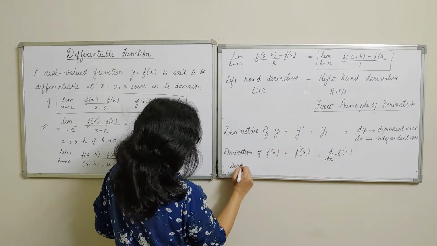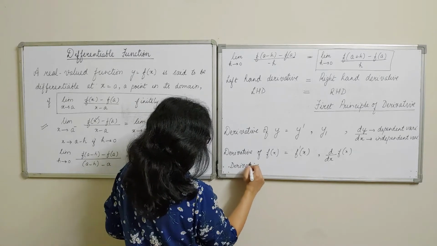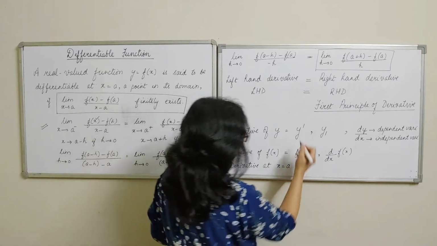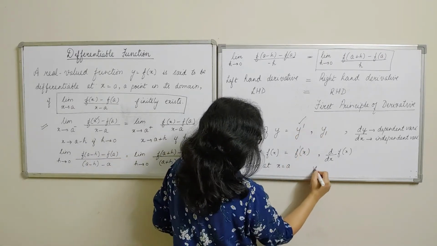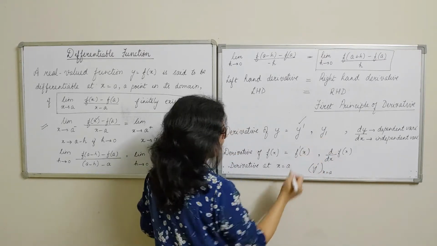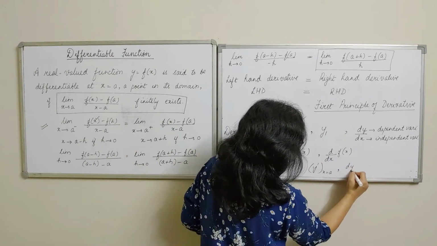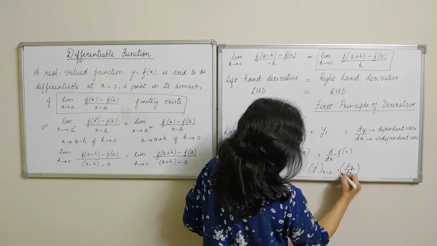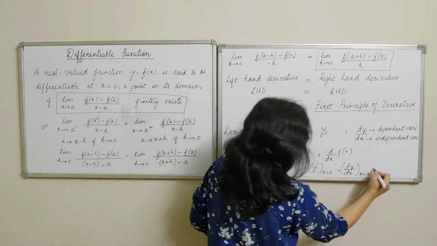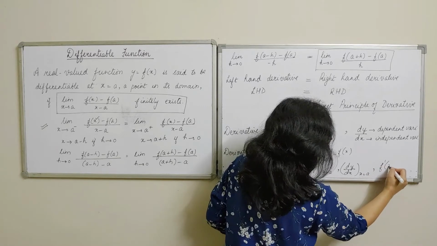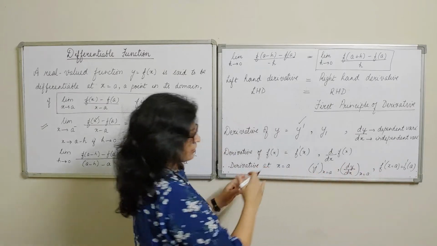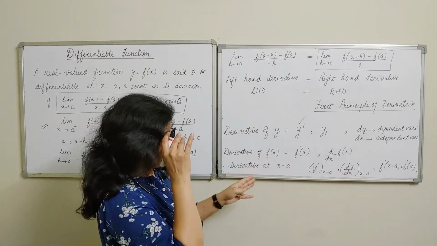If we want to find the derivative at some point x is equal to a, how can we write it? We can write y dash at x is equal to a, y1 at x is equal to a. We can write dy by dx at x is equal to a. If you are writing it in function format, we can write it as f dash at x is equal to a, or f dash a. So these are various ways of writing down the derivatives of the function.